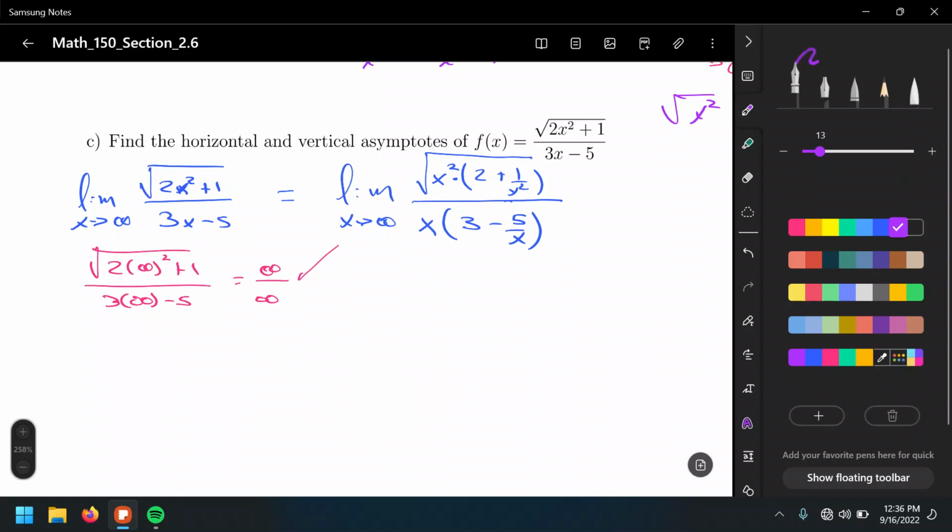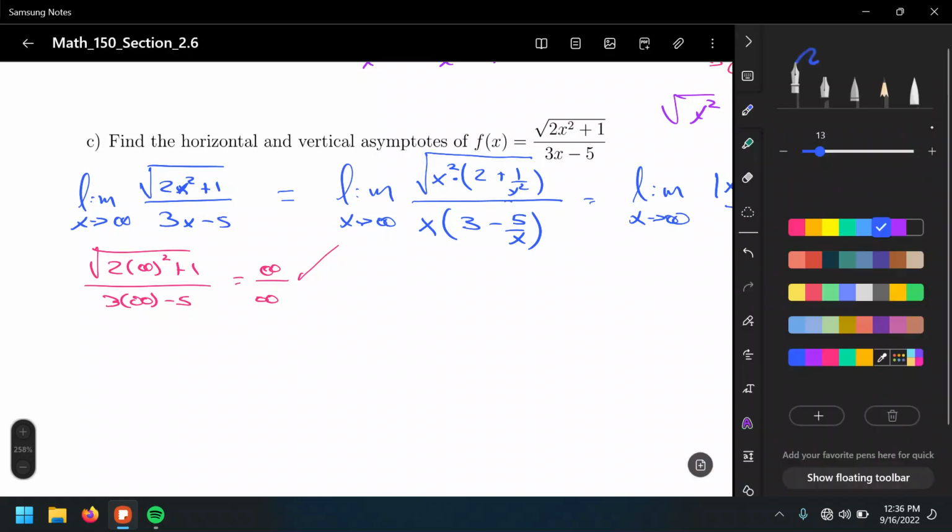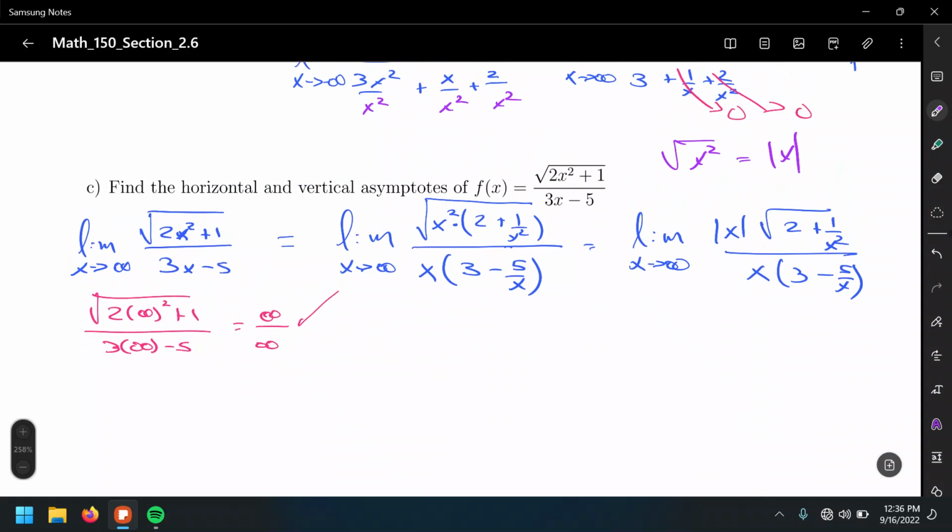So this means we're going to obtain the limit as x approaches infinity of the absolute value of x times the square root of 2 plus 1 over x squared, over x times 3 minus 5 over x. Okay, so in this case, how can I go about this? Well, number one, recall that this absolute value comes from the square root of x squared, which is the absolute value of x.